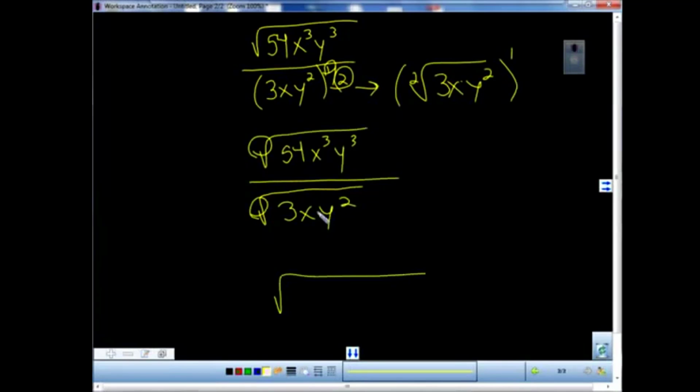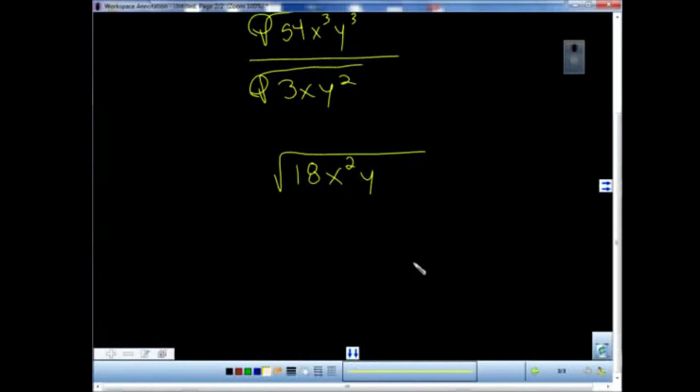So I have the square root of 54 divided by 3 is what? 18. I have 3 x's on top, 1 on the bottom. How many will I have left? 2. So I have 18x squared, and I have 1 y left. How did you get 18? 54 divided by 3. And then we got our x squared because we got rid of 1 x on the bottom. Right.